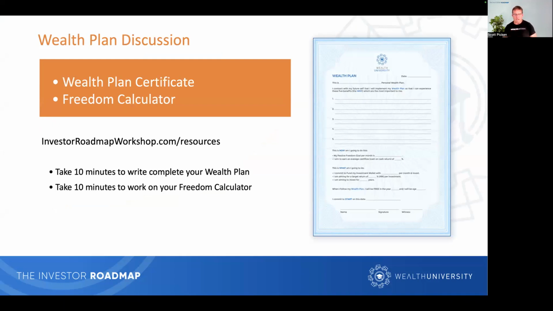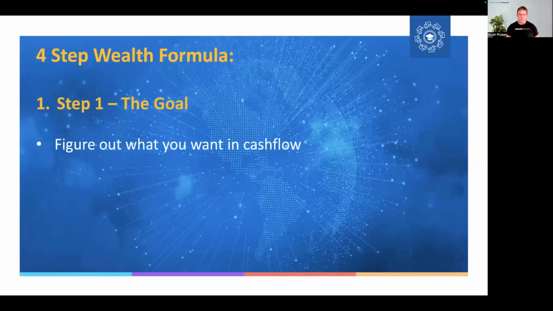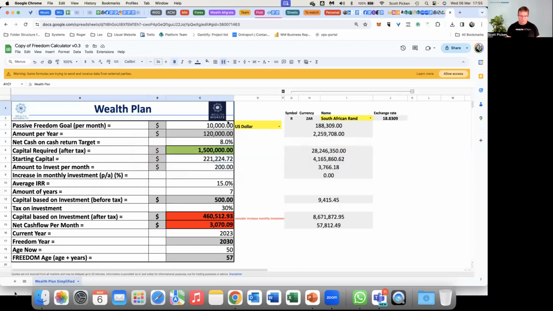And we're going to take a little bit of time just to do this, and you can do it again as homework tonight as well. But there's 4 simple steps to the wealth formula. So the first one is you need to figure out your goal in your cash flow. So you literally go to here and you say, what is my goal?